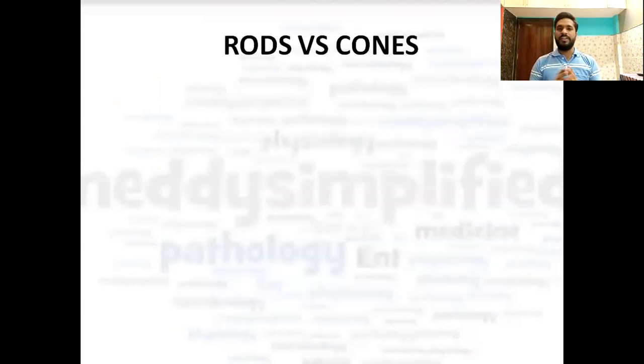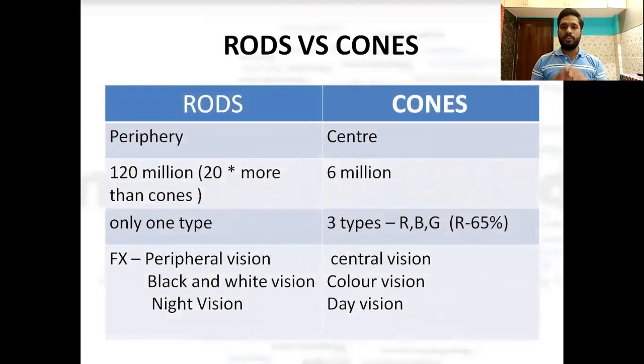Now, a very basic thing, that is the rods and cones. Let's distinguish between them so that if a question like this comes, we are able to answer. First, rods are located at the periphery of the retina, whereas cones are located in the center. Rods number 120 million, whereas cones are just 6 million, so approximately 20 times more rods than cones. But we have only one type of rod, whereas cones are of three types, red, blue and green, in which red is the maximum, that is 65%.